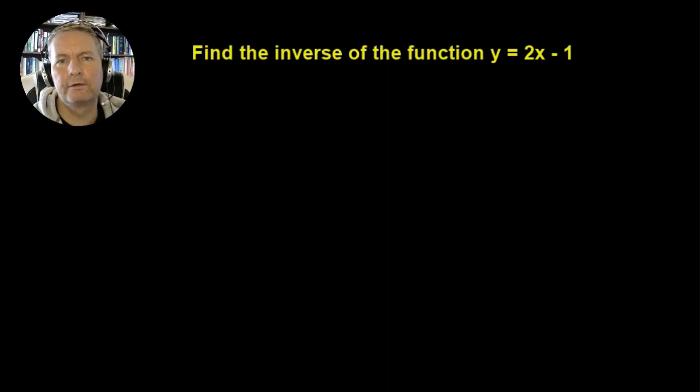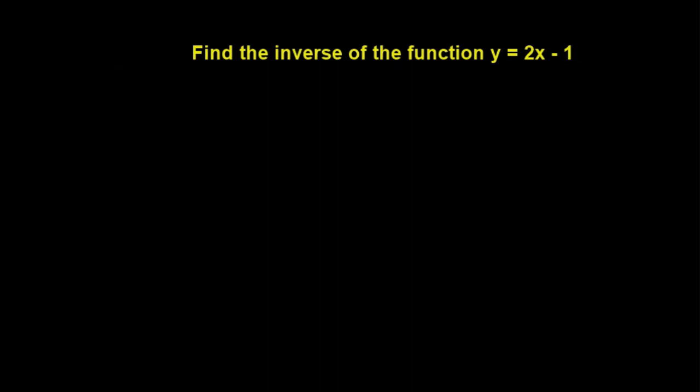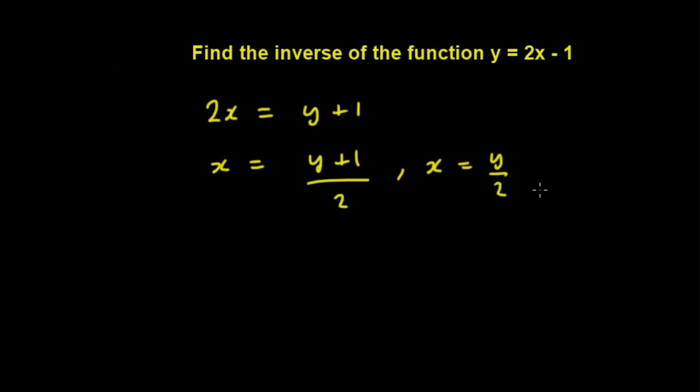So here's another one for you. Find the inverse of the function y equals 2x minus 1. So we're going to have to transpose this function for x. So we can say that 2x is going to equal y plus 1. So therefore we can say that x is going to equal y plus 1 all upon 2. So we can say that x is going to equal y upon 2 plus 1 upon 2.